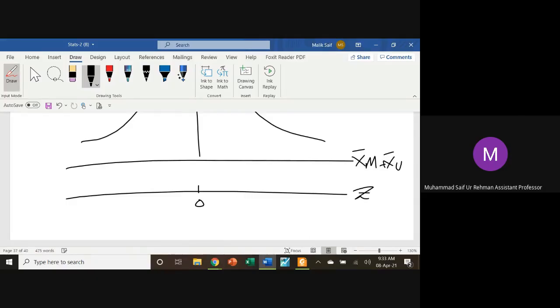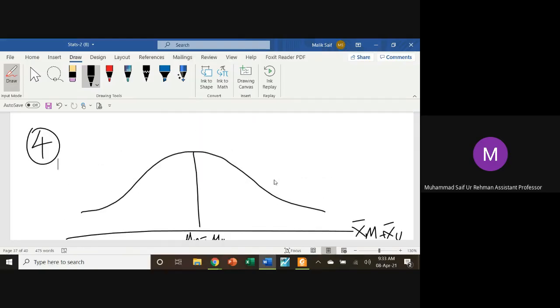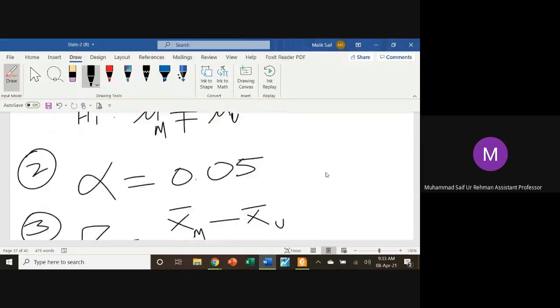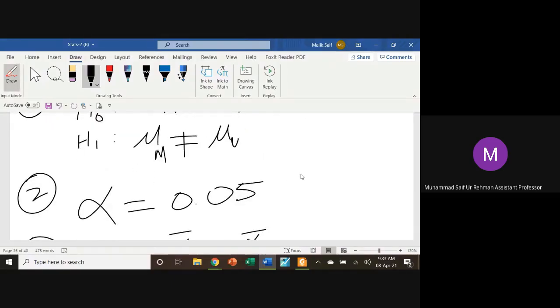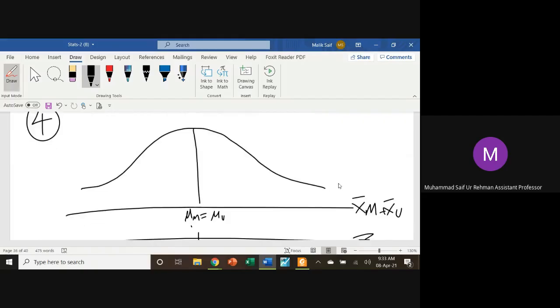Here the value is 0. Here the value is mu1 equal to mu2. Fine. And now please be attentive. Equality sign is there. It means the distribution is two-tailed. So you will draw one tail to the left side, one tail to the right side. So upper and lower tails will be there.